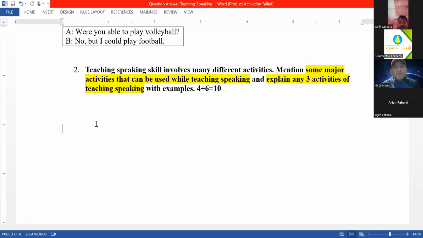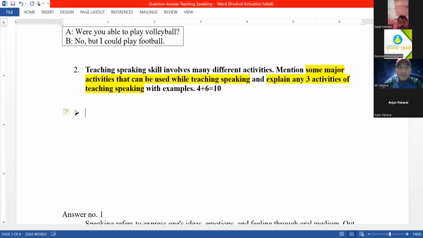In the beginning, you can write about this and make a list of some major activities that can be used for teaching speaking. Activities and techniques are the same. Make a list of them because the question carries 4 + 6 marks: explain any three activities. After this, you need to explore three activities out of that list. So start with the activities. Speaking involves different processes: production of sounds, intonation, right?